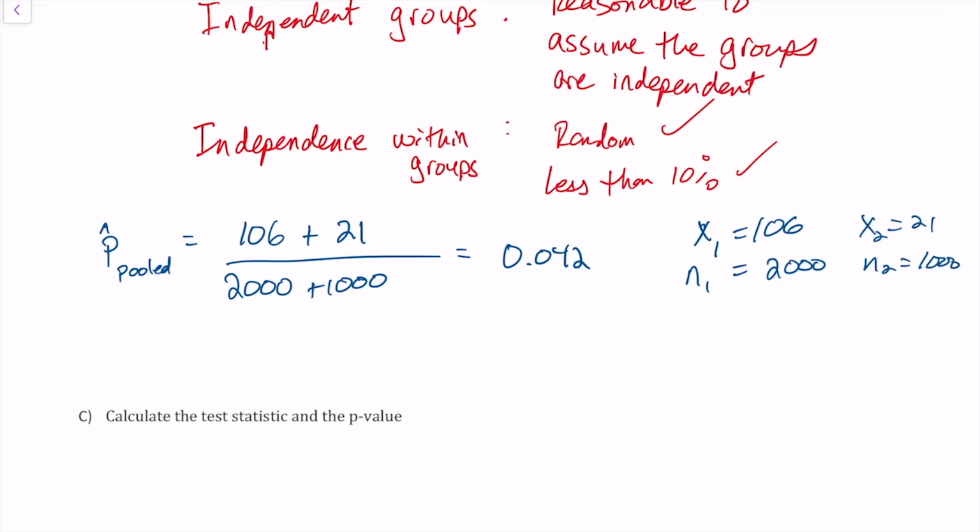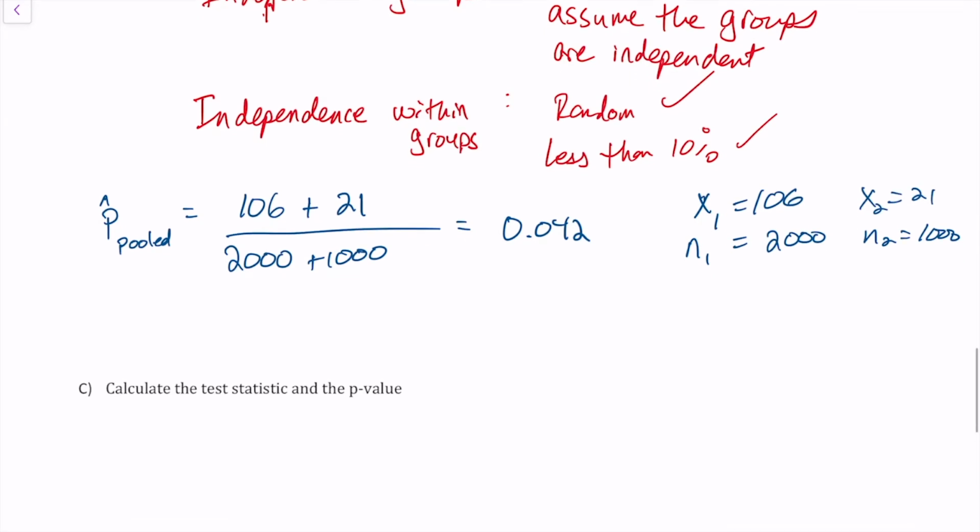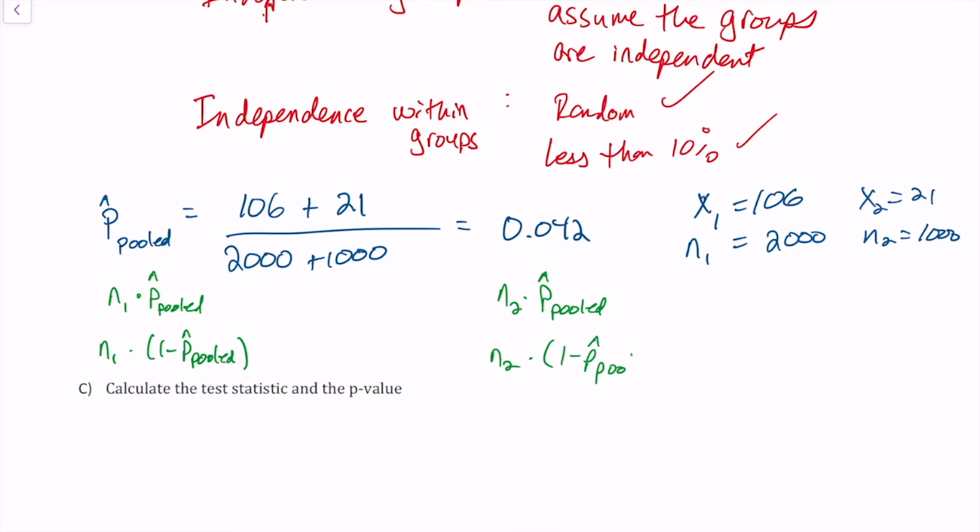Okay. So now to check our condition, I'm running out of space here. To check our condition, we need to take N1 times p-hat pooled, then N1 times 1 minus p-hat pooled, and then we repeat it now with N2, times 1 minus p-hat pooled. Okay, we need all 4 of these values to be greater than 10. All right, let's start with N1 times p-hat pooled.